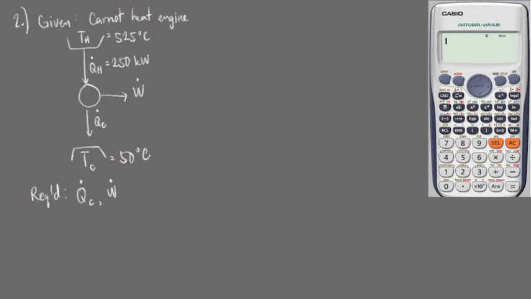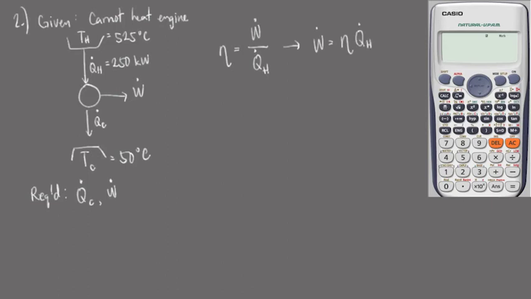We are required to solve for the rate of heat rejection, that is QC, and the power generated, that is W. For this, let's first define the efficiency of a heat engine. For a heat engine, what we want is the work generated, and what we paid for is the QH, or the heat absorbed from the hot reservoir. We can rearrange this equation to solve for the work generated. That would be work is equal to efficiency multiplied by the absorbed heat from the hot reservoir.